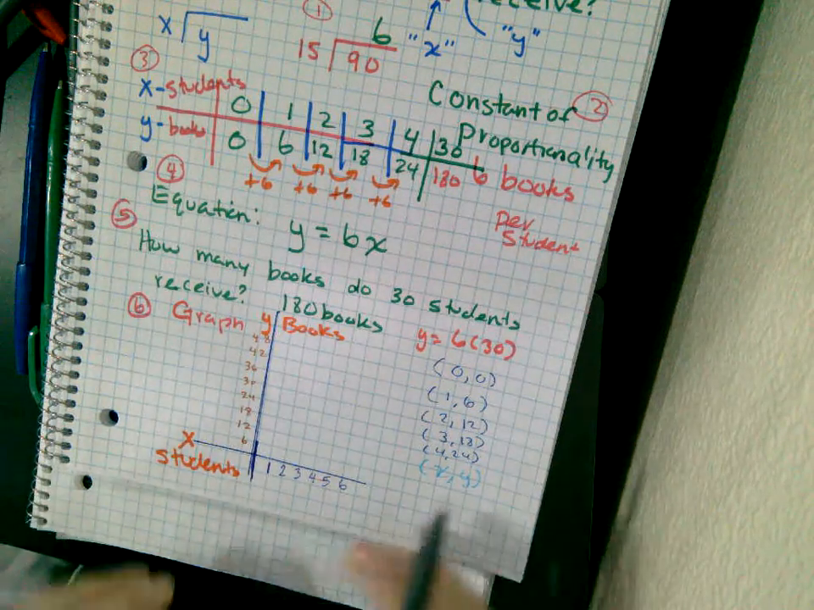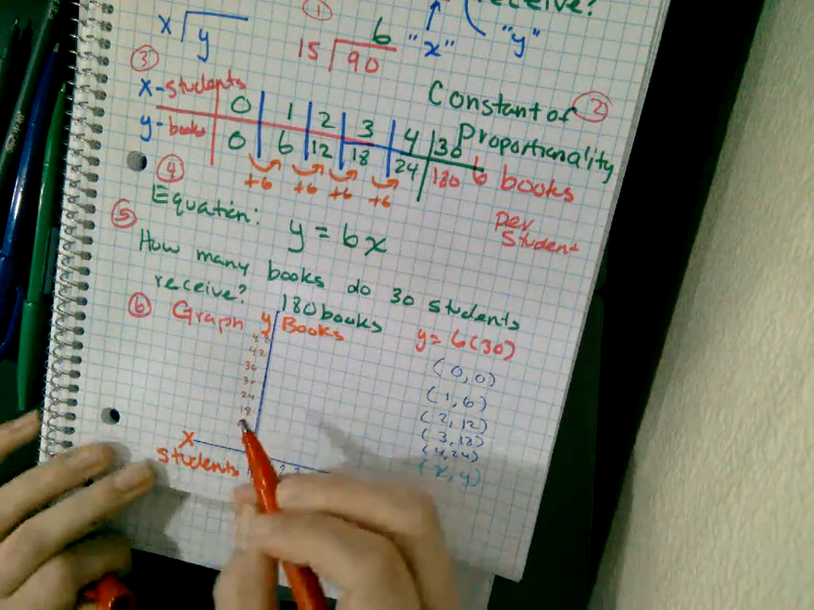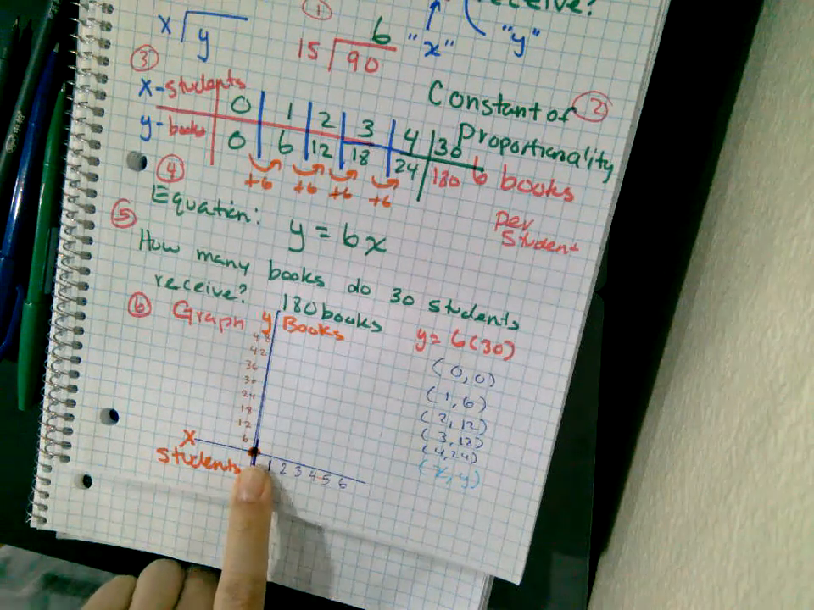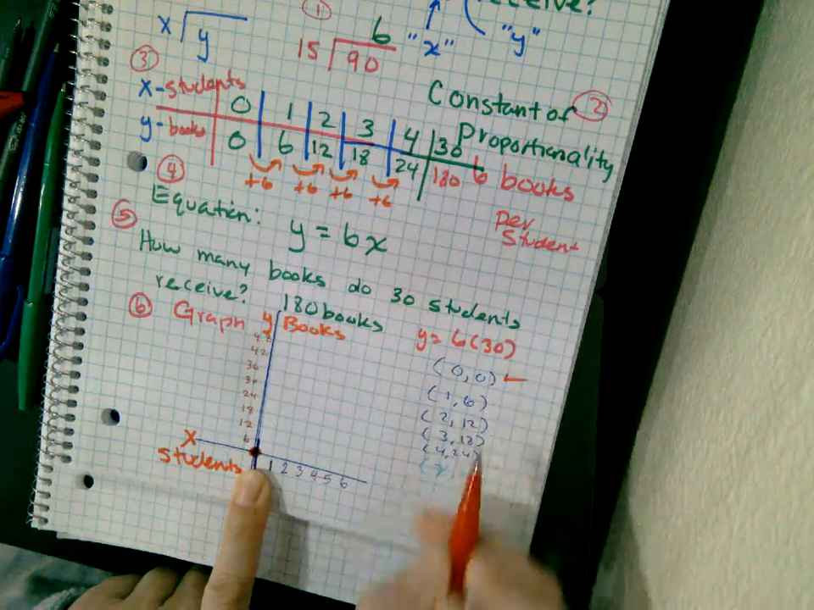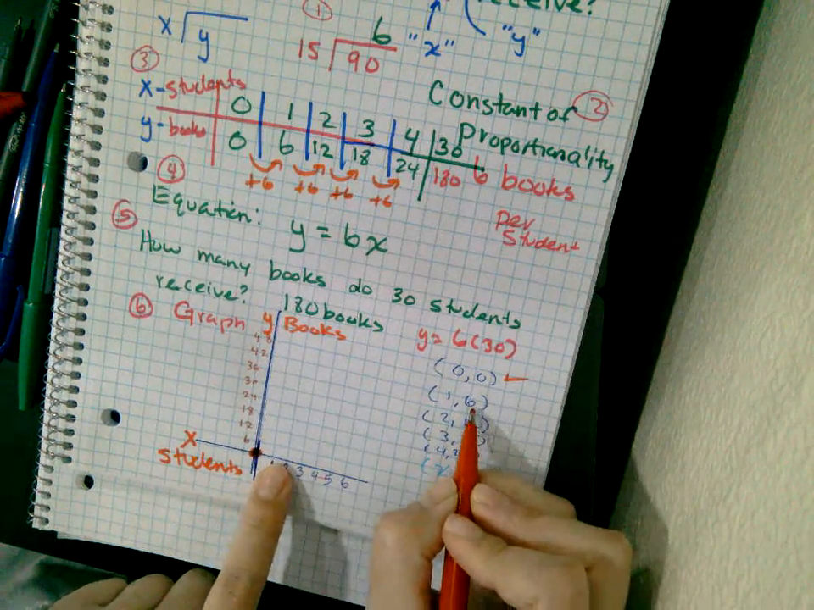Okay, so here's our first point, 0, 0. That would be right here. That's your first point, 0, 0. It's called the origin. Okay, my next point is 1, 6. So 1 means I go to the right 1, and then I go up to 6.